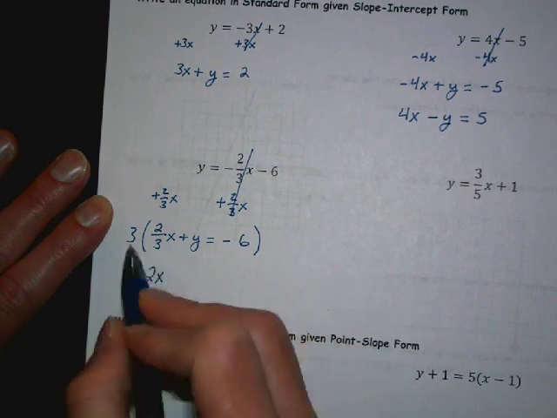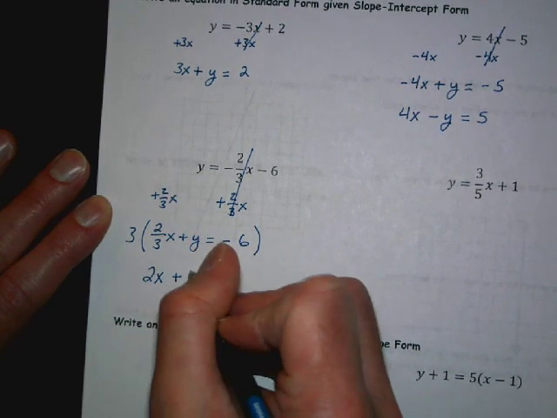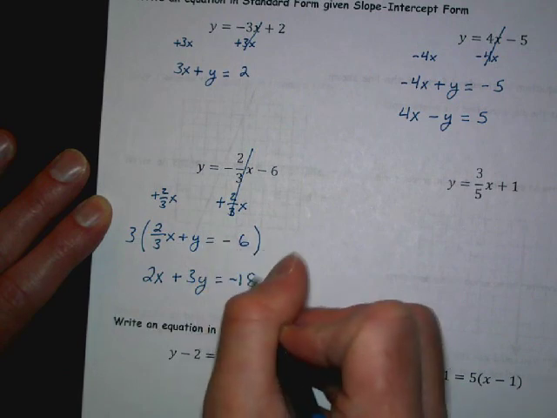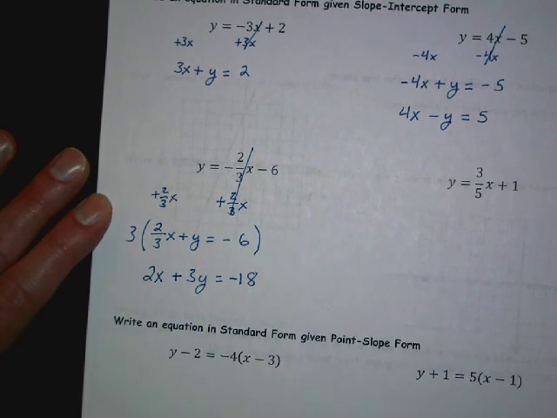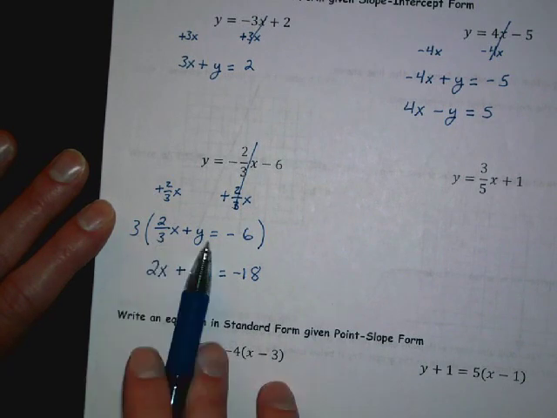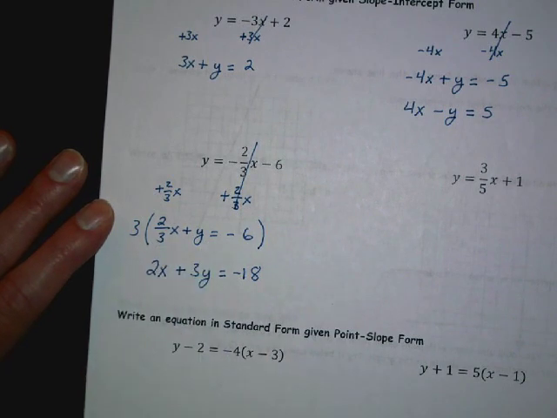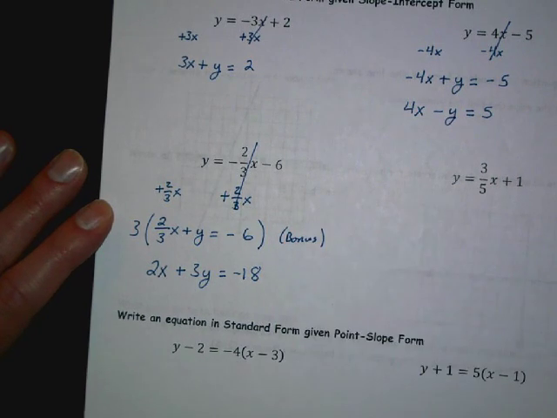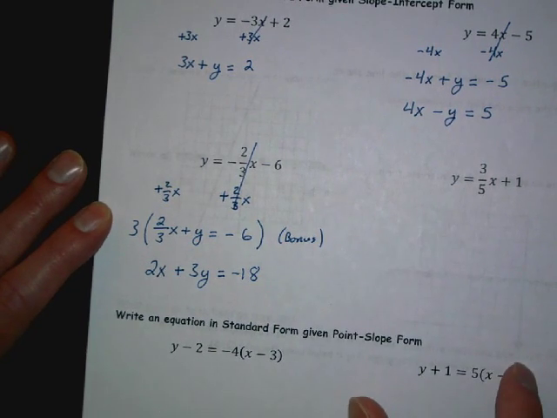So that becomes 2x. And then 3 times y. So now plus 3y. And 3 times negative 6 would be negative 18. So if you have a fraction, if you just multiply by that denominator, multiply everything by it, it will get rid of that fraction. Follow that? If you want to make a little note here, you get bonus points if you do that correctly.